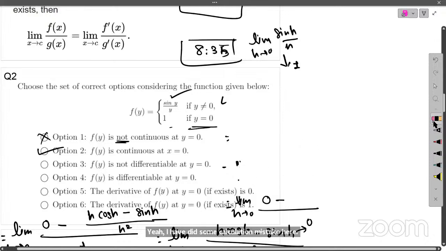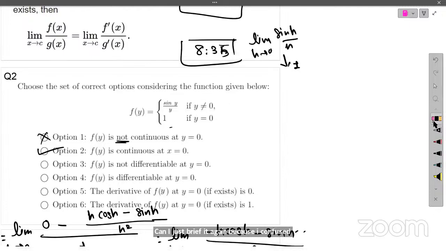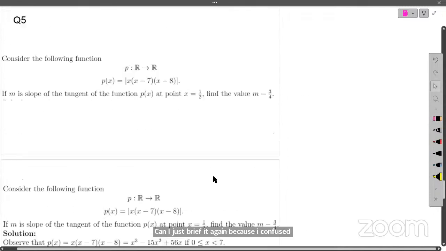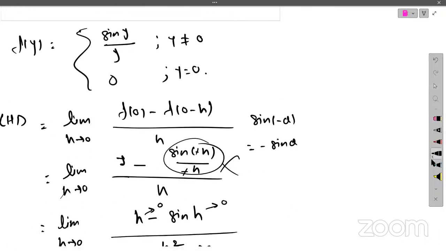Can I just brief it again because I am confused? Yeah, sure. So here we want to compute the right hand derivative and left hand derivative. This is the formula for the left hand derivative, right? f of 0 minus f of 0 minus h upon h. So here we substitute the values.